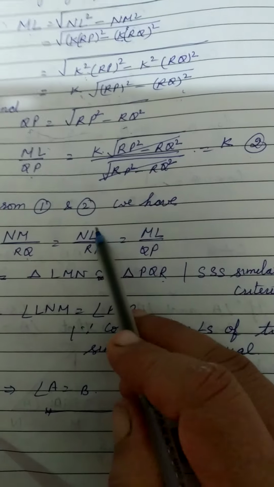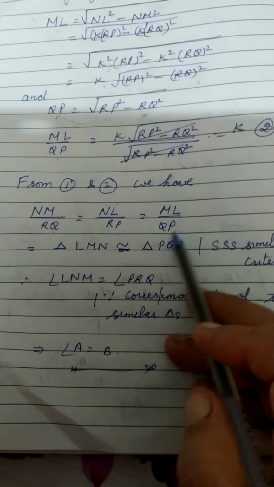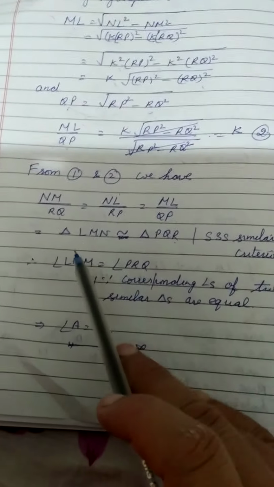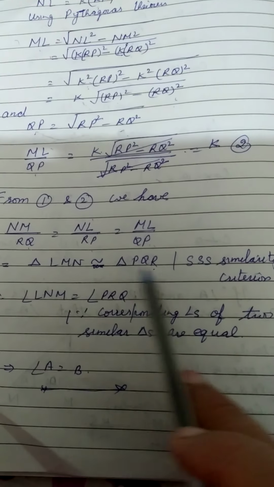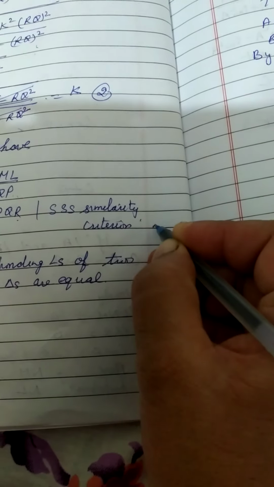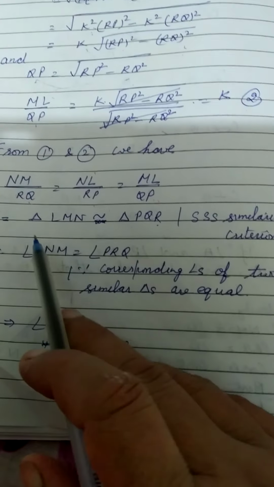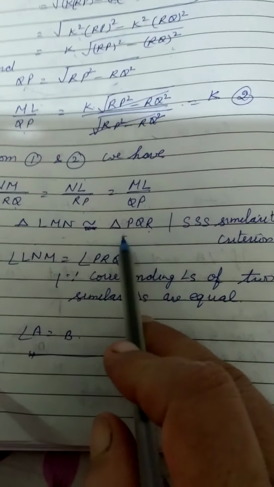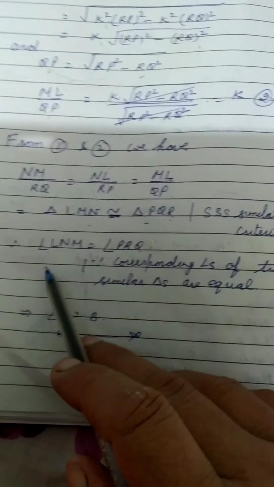From equation number 1 we get NM upon RQ is equal to NL upon RP is equal to ML upon QP. So we can say that triangle LMN is similar to triangle PQR. This is the sign for similarity. Triangle LMN is similar to triangle PQR by the SSS similarity rule.